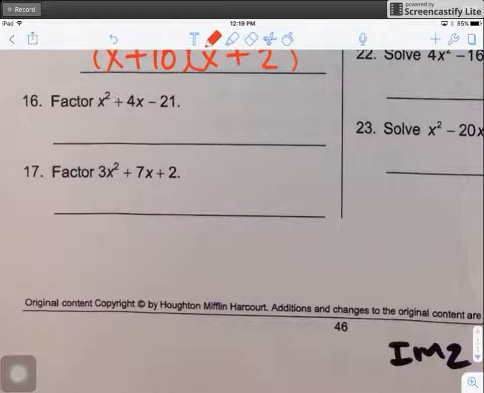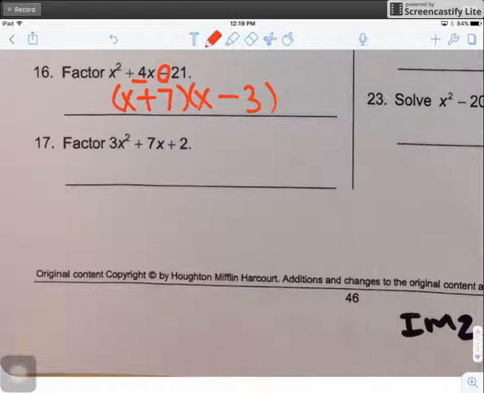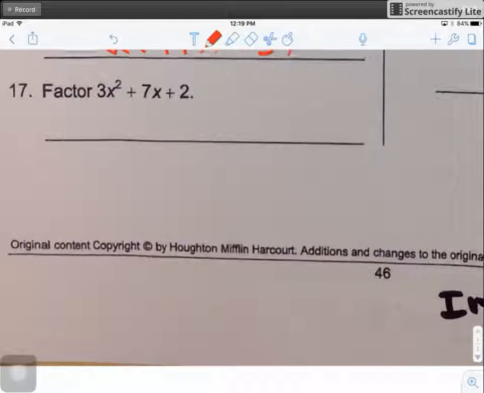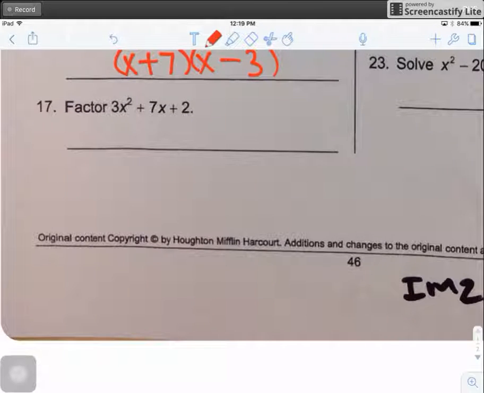Number 16, factoring this expression, we have the signs are different because of the last sign. And then we have x and x. That's the only way to get x squared. Two numbers that multiply to get 21, and the difference is 4, are 3 and 7. And we want a positive 4, so the 7 is going to be positive, and the 3 will be minus, and that's number 16.